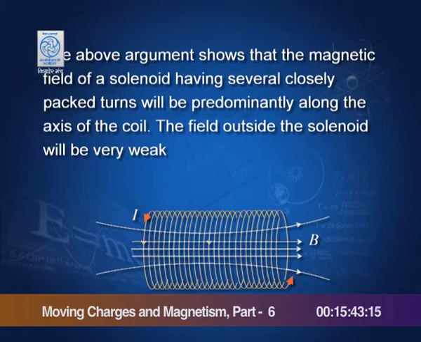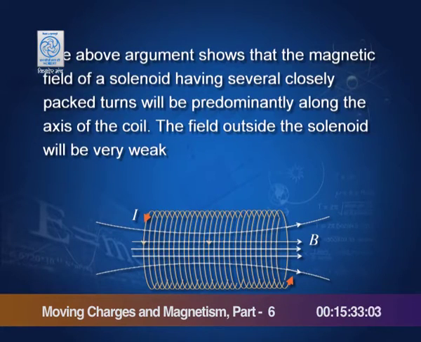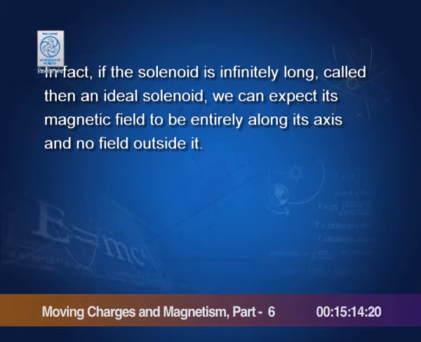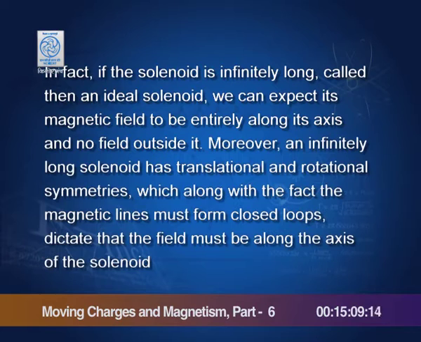The above argument shows that the magnetic field of a solenoid having several closely packed turns will be predominantly along the axis of the coil. The field outside the solenoid will be very weak, as I have shown here. These are the loops, these will go outside and they are very weak. The field inside, along the axis of the solenoid, is very strong. If we take an infinite solenoid, such a solenoid is called an ideal solenoid. An infinitely long solenoid has translational and rotational symmetry.